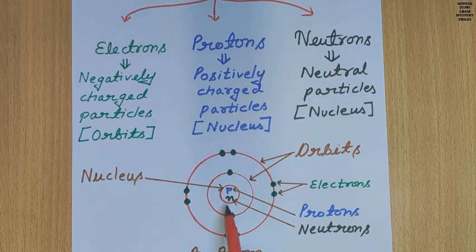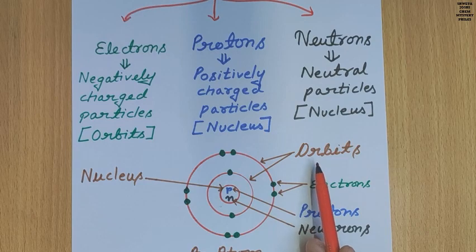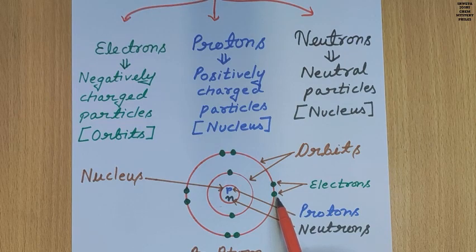The center position of an atom is the nucleus, and in this nucleus there is presence of protons and neutrons. Protons are positively charged particles present in the nucleus, and neutrons are neutral particles present in the nucleus. Around the nucleus there are circular parts which are called orbits. Negatively charged subatomic particles, that is electrons, revolve around the nucleus in a particular path, and those paths are known as orbits. So, the center portion is the nucleus, in which there are protons and neutrons. Around the nucleus there are orbits, and in the orbits there are negatively charged particles, electrons.